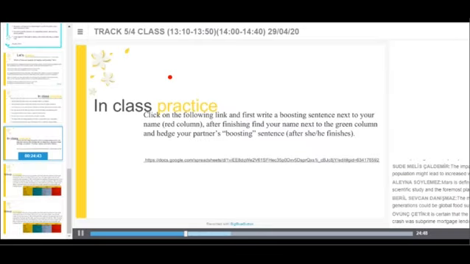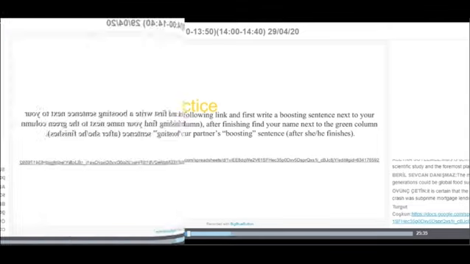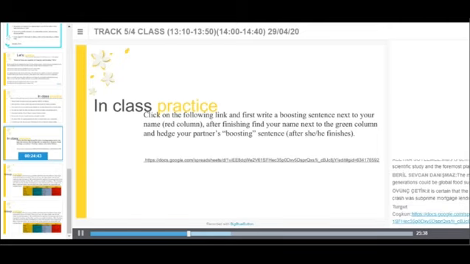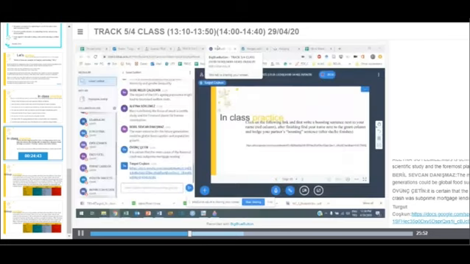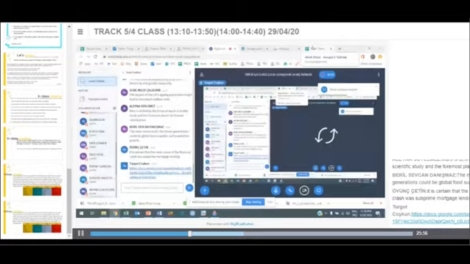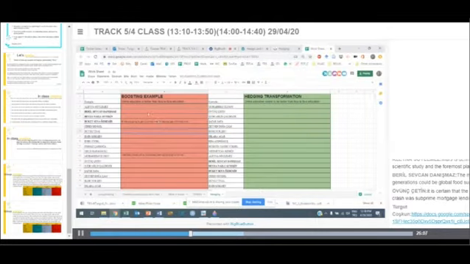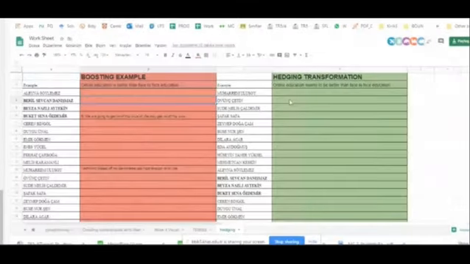The next activity, we are going to create sentences, examples for hedging and boosting. First, write a sentence as an example for boosting. Okay? I'm going to share my screen as well. First, write a boosting example just next to your name. Then somebody else is going to change your sentence by hedging. So go to this page and create an example for boosting. For example, Alena is going to create a sentence for boosting. Then Muharrem is going to change this example and create an example for hedging.